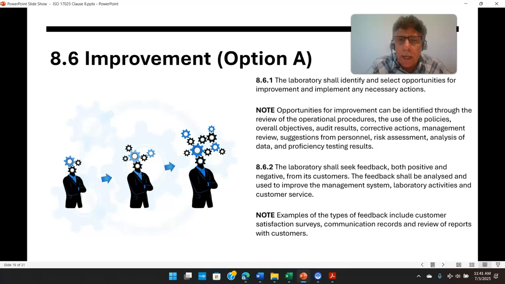Surveys would be one way. Having maybe an indicator, something on your website that says, if you have any suggestions for the improvement of the laboratory, feel free to fill this form out, something like that. But the idea is that you are proactively seeking customer feedback. That is a requirement. Most labs take the easy route and just send their customers a survey.